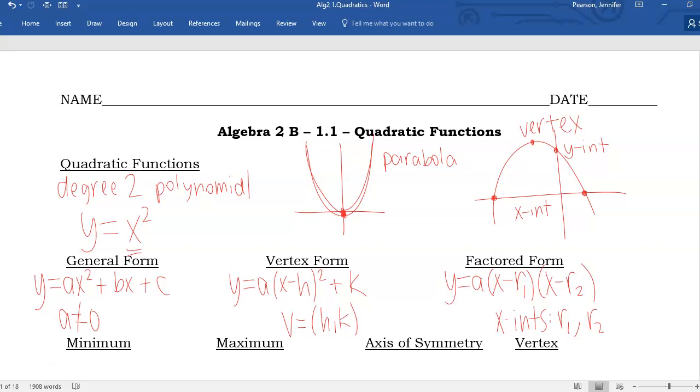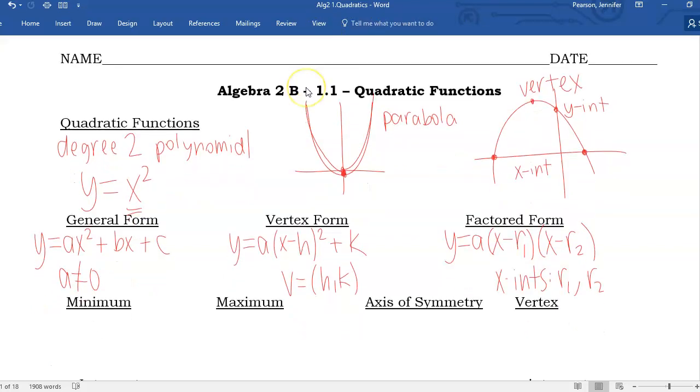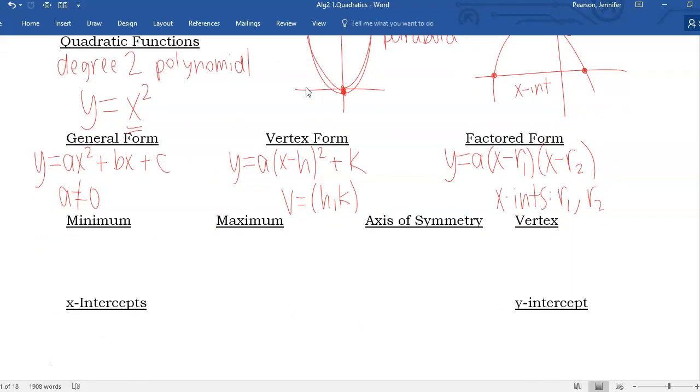Couple more definitions. We have our minimum and our maximum. So based on your a value, remember a cannot be 0, but if your a is a positive number, then you will have a u-shape that opens upward, because all of the values on the parabola have to be higher than the vertex. Or if you have a negative a value, then your parabola will actually have a maximum, because all of your values will have to be lower than that top value.